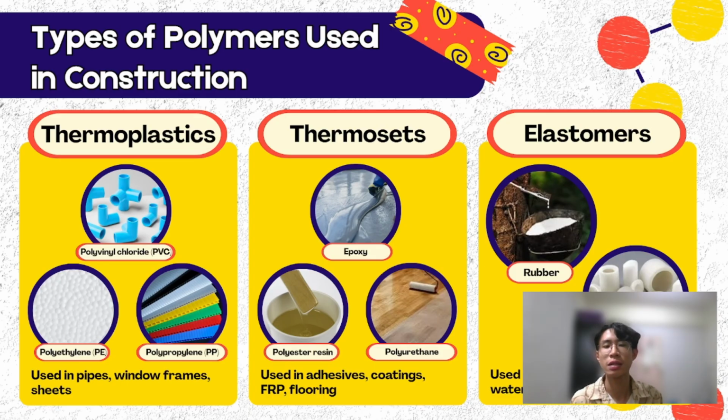For thermosets, the examples are epoxy, polyester resin, and polyurethane. And they are mainly used in adhesives, coatings, FRP, and flooring. And then lastly for elastomers, the examples are rubber and silicone, and they are mainly used in sealants, gaskets, and waterproofing.